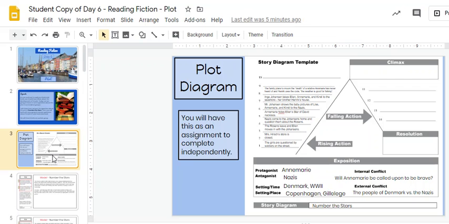So the protagonist of the story is obviously Anne-Marie, and the antagonists are the Nazis. The setting time is Denmark in World War II, and the setting place Copenhagen in Gilleleje. I'm not sure if I'm pronouncing that right, but I tried to look it up, but anyway. The internal conflict, will Anne-Marie be called upon to be brave? So that's what she is struggling with. And then the external conflict is the people of Denmark versus the Nazis.